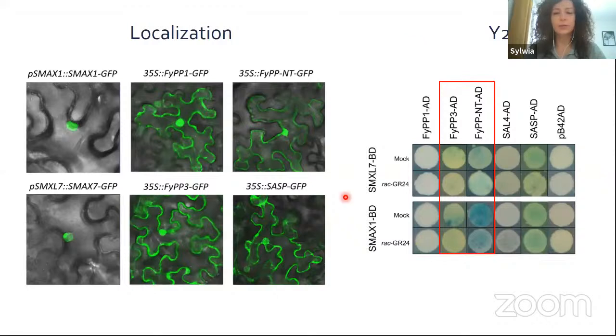So indeed, we could detect interaction between the SMAX7 binding domain and SMAX1 binding domain, and the N-terminal part of FYPP. And this was quite strongly visible. There was also some indication of possible interaction with FYPP3, but not FYPP1. But this could also be due to technical limitations. For SAL4, we could not detect the interaction, but there was some interaction visible with the SAPS domain only. So this was our first validation method.